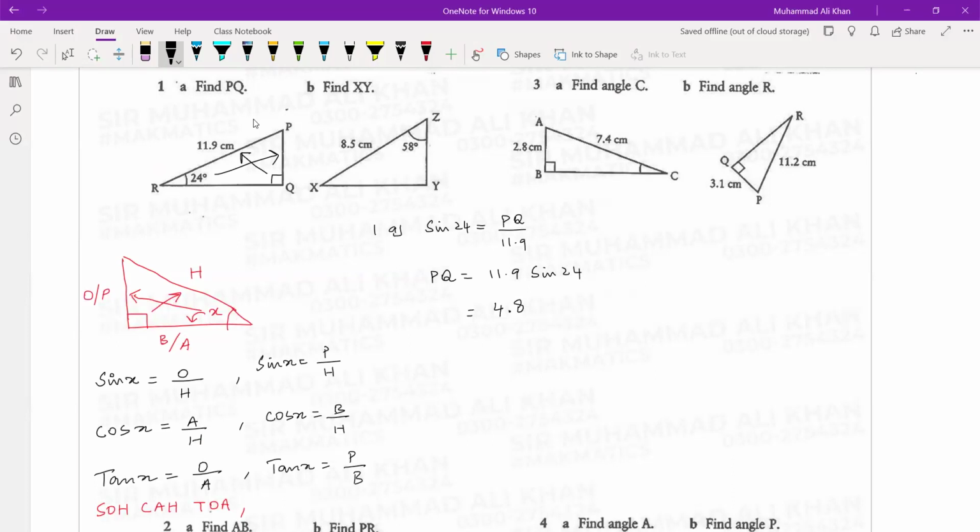4.8 is the side PQ. Are you clear? Yes or no? Yes. Now, after that, I'm doing question number 2B.